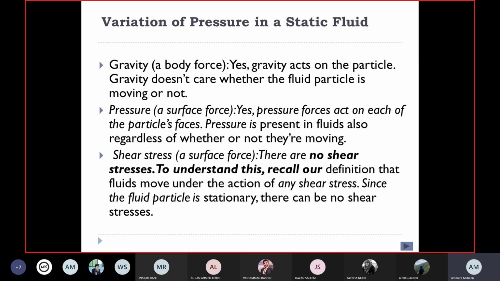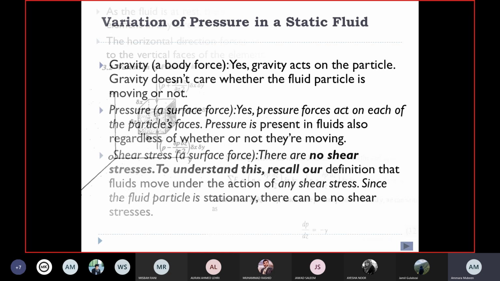Okay, and what about the shear stress? Whether shear force is applied to a fluid which is in stationary condition, what is the opinion about the shear force? When the fluid is at rest, it means there is no shear stress. Just remember that. The fluid which is in stationary condition won't have any kind of shear stress.